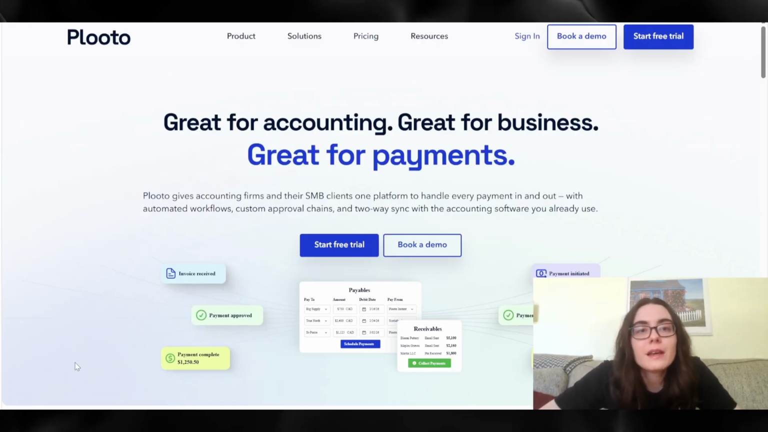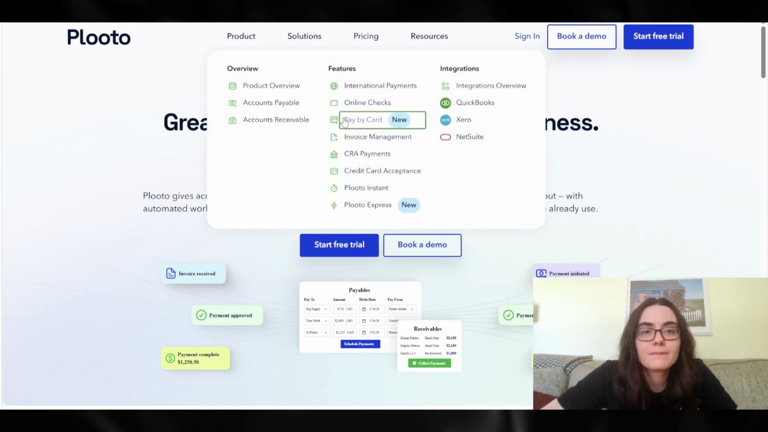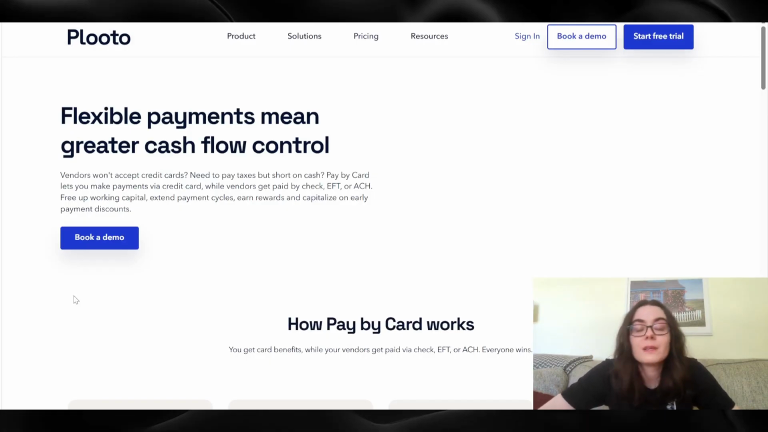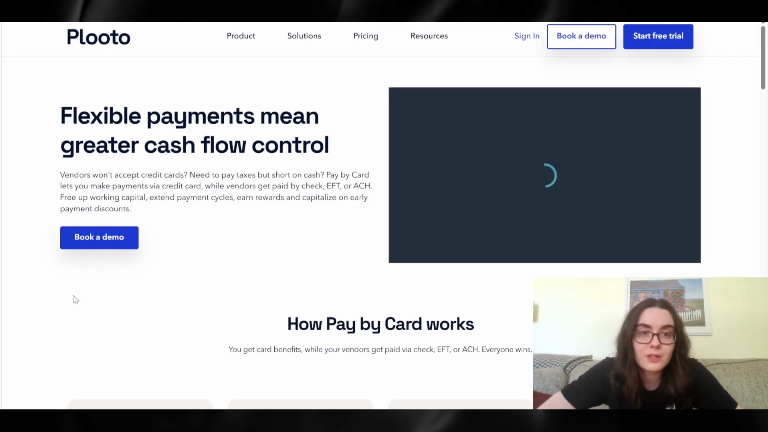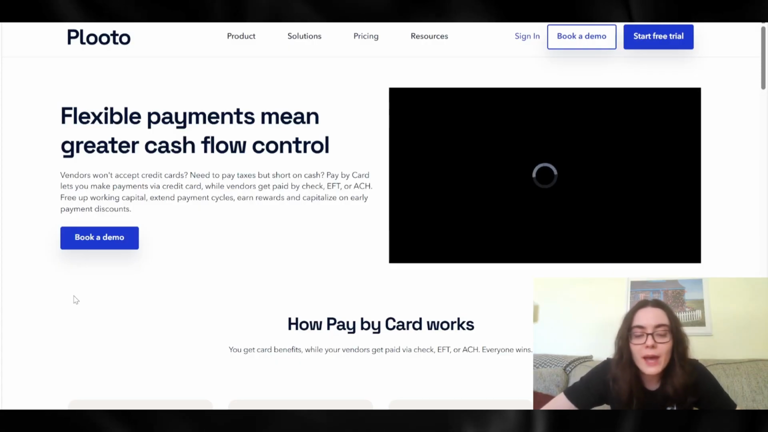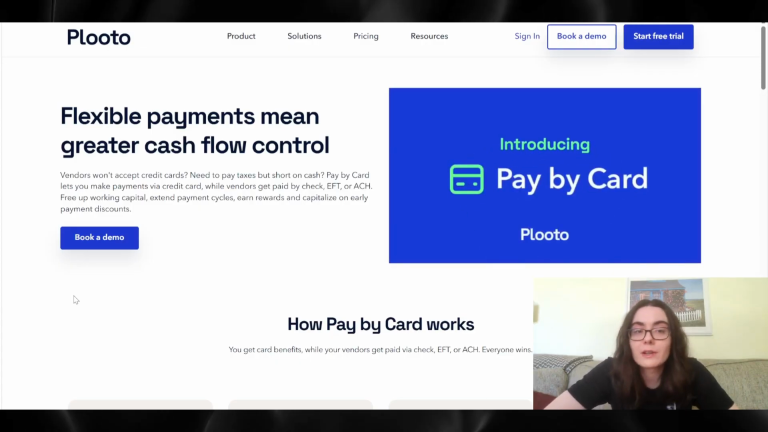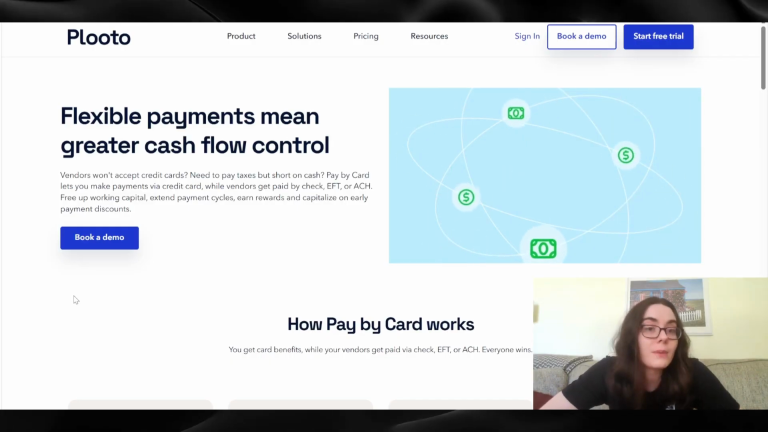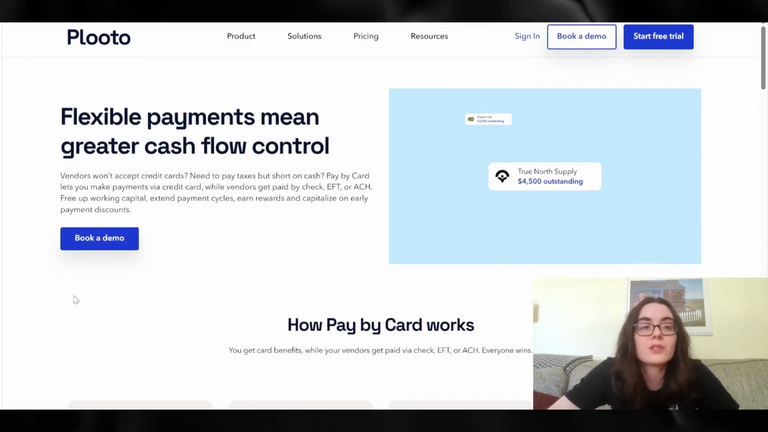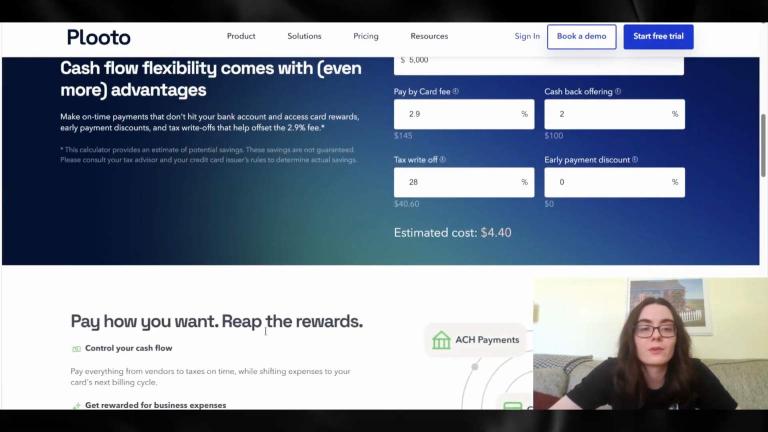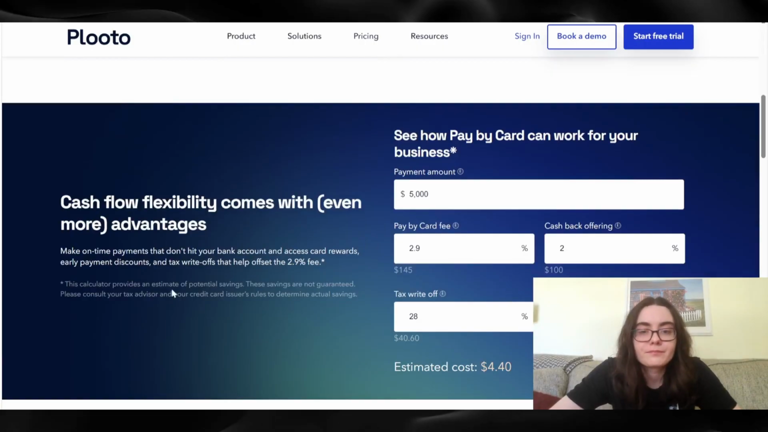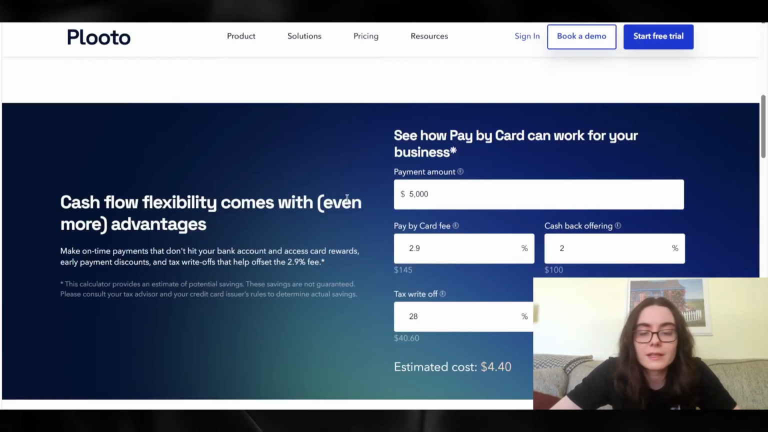Now, the reason I say that it's probably not going to work for most businesses affected by this change is because they have a $10,000 transaction limit. That is going to be pretty low for most businesses caught up in this. But if you happen to be a lower volume spender that somehow got caught up in this Google Ads change, potentially this could be an option for you. They just call this feature pay by card, and they go through how that works and have a calculator that shows you your estimated cost and things like that.